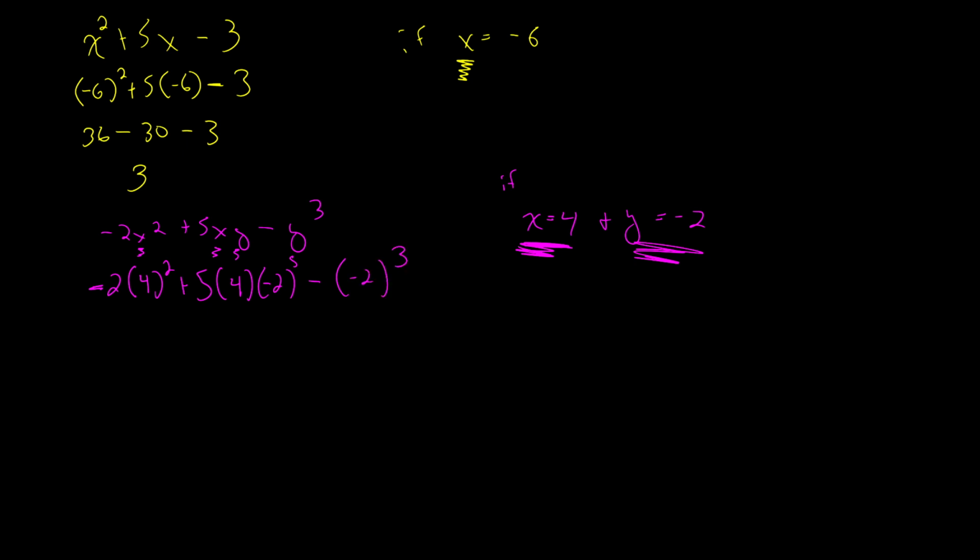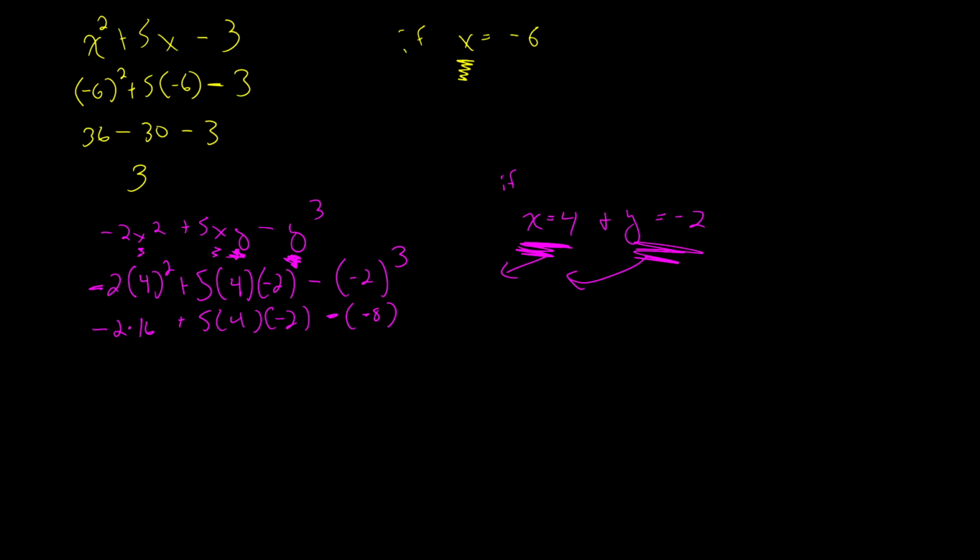Now I've substituted these values into the variables appropriately, and I can evaluate this expression. Let's go through and do all my powers first. That's the actual power. Doing my powers first, I have 16 times -2 plus 5 times 4 times -2, minus -2 cubed, which is -8.